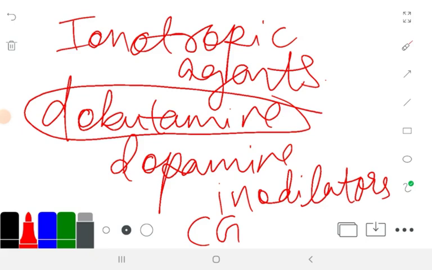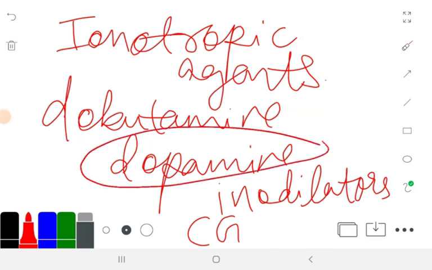And dopamine has a dose dependent action on the dopamine, beta 1 and alpha 1 receptors. At low doses, it causes renal vasodilation by its action on the dopamine D1 receptors.